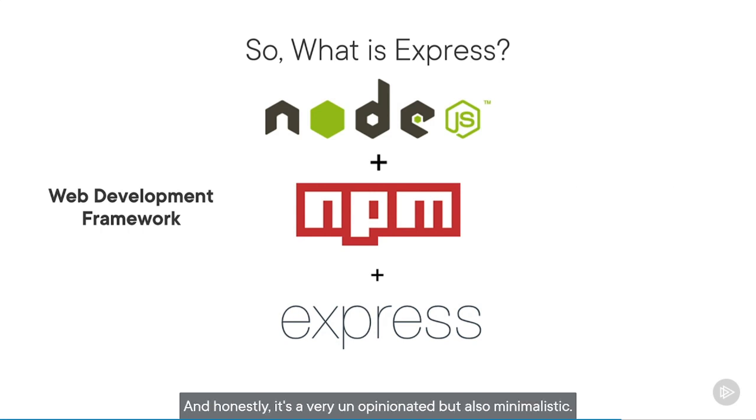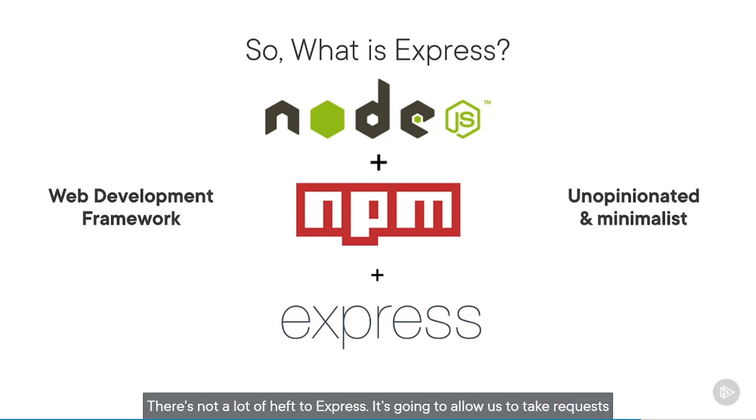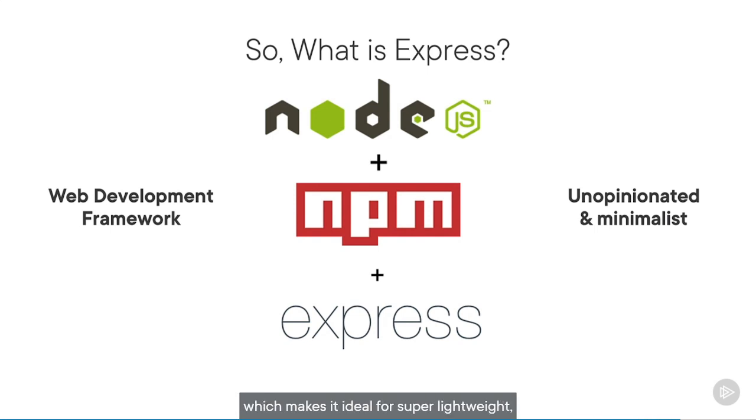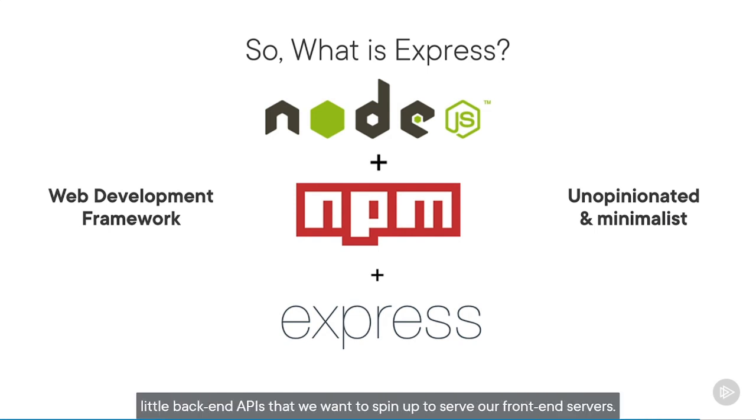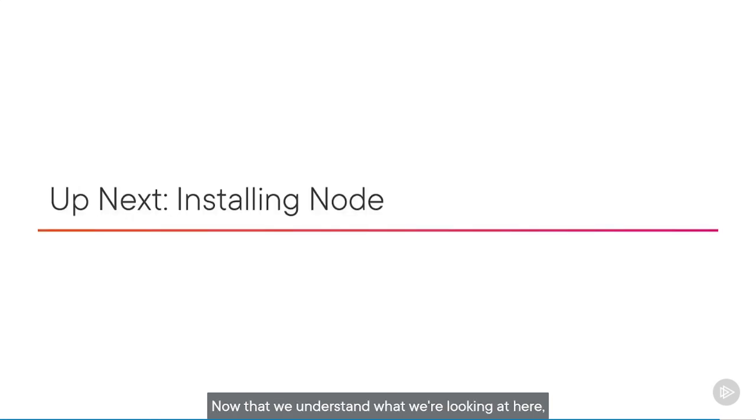And honestly, it's very unopinionated, but also minimalistic. There's not a lot of heft to Express. It's going to allow us to take requests and send back responses. And really, that's all it does, which makes it ideal for super lightweight little backend APIs that we want to spin up to serve our front end service. Now that we understand what we're looking at here, let's take a minute and go install Node so that we can get started with building our web application.